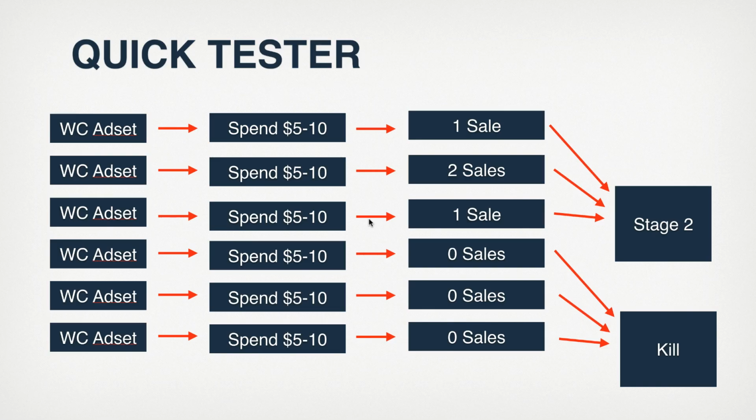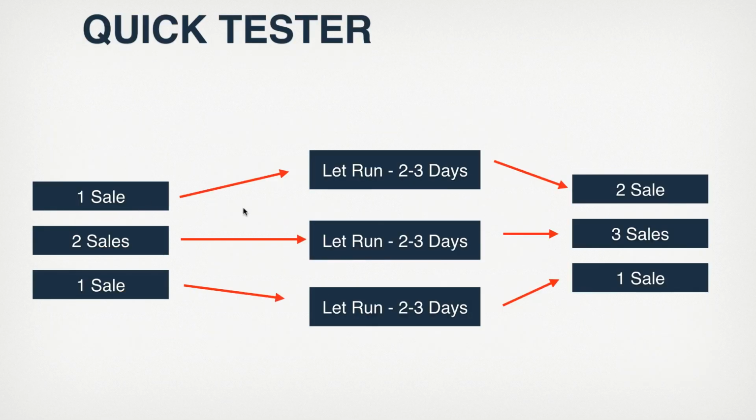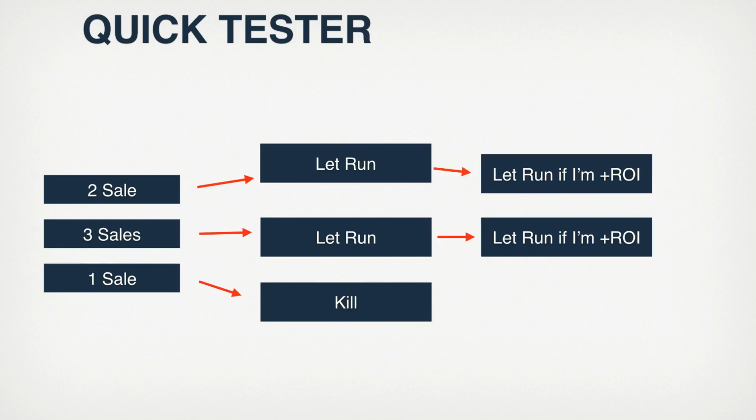So that's it for this one. It's a very, very simple strategy. Spend $5 to $10, analyze your data, see which ones are getting you sales and which ones aren't. Kill the ones that aren't. Watch out for the one sale ones. Make sure they get more sales before you actually decide to upscale. And then if it doesn't have any more sales after a few more days, cut it.